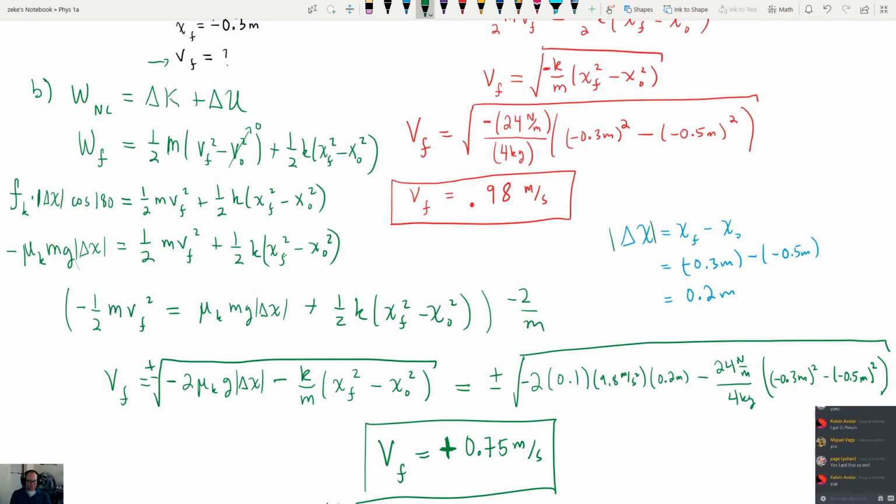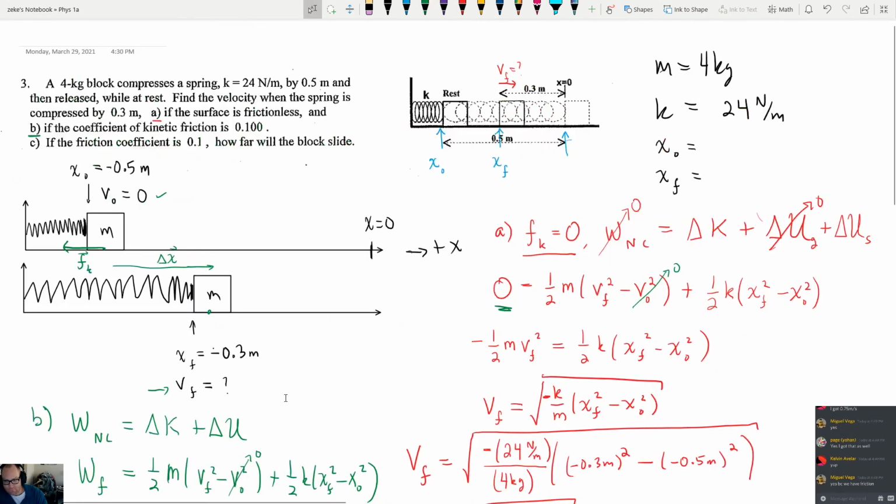Okay. So this is the velocity the object would get with the spring alone. This is the velocity that it would have if we also include friction. And we're not done. The last part, part C, says, if the coefficient of friction is 0.1, how far will the block slide? I have to decide very quickly here if I want to do this or if I want to do the other problem. I think we're going to do the other problem.